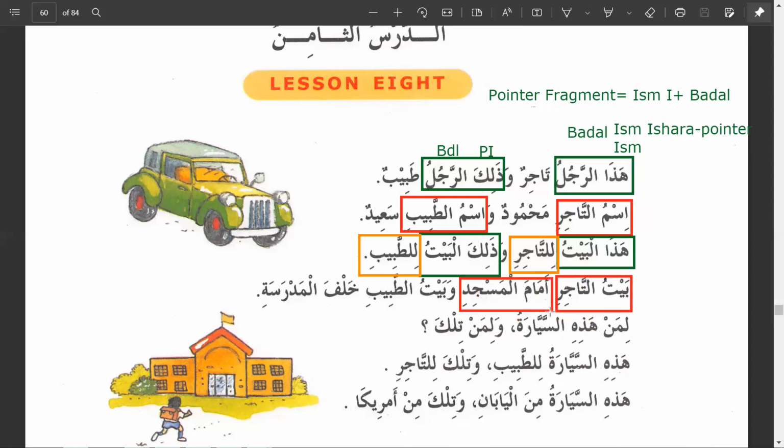So, what would be the translation? The merchant's house is in front of the masjid, and the doctor's house is at the back of the school. Yes, excellent. So in this sentence, both are idafa fragment. One is with a regular ism and the other one with a special mudaf. Idafa of a special mudaf. Okay, so the next sentence.